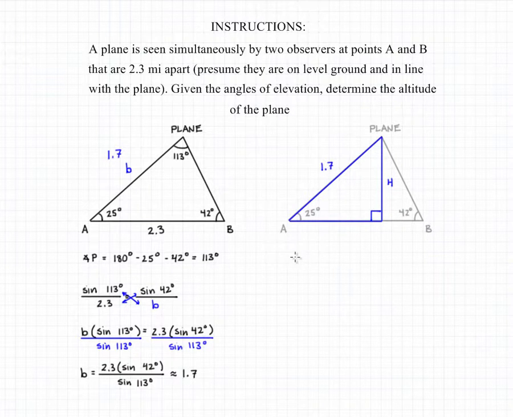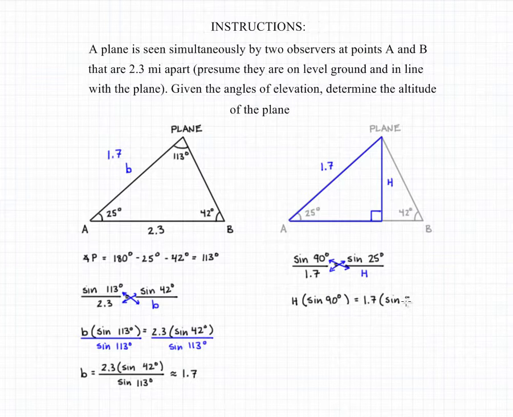And again, we can set up a proportion using the law of sines, which will allow us now to solve for that side of the triangle that represents the height. So the sine of 90 degrees over its opposite side, 1.7, will equal the sine of 25 degrees over its opposite side, the height. Again, we're going to cross multiply, and that will give us h times the sine of 90 degrees is equal to 1.7 times the sine of 25 degrees.